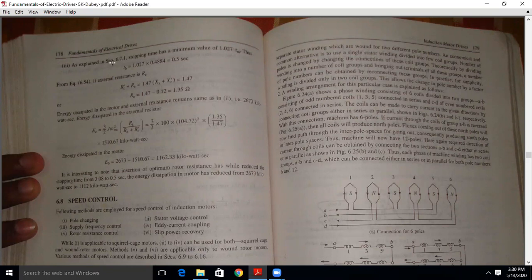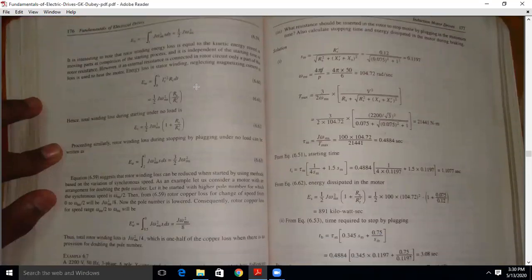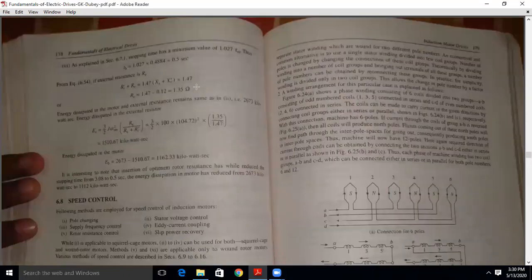So here, as explained in section 6.7.1, the stopping time has a minimum value of 1.027 τm. Taking that formula, 1.027 τm, I can write TB, the stopping time during braking, as 1.027 τm. Now this particular value is 0.5 second.